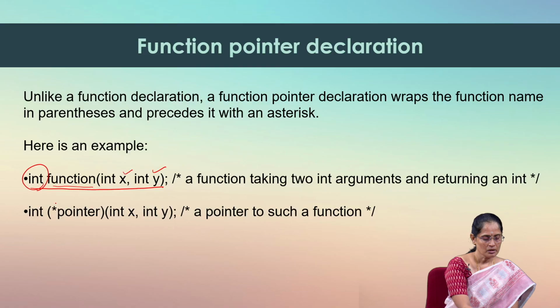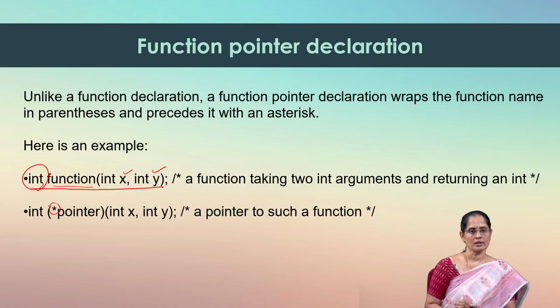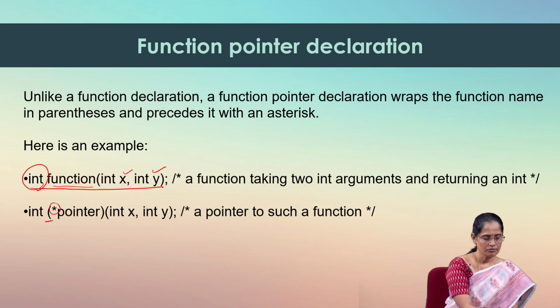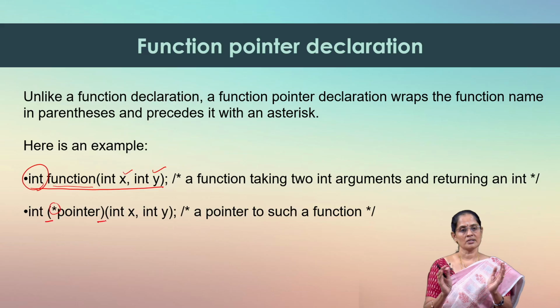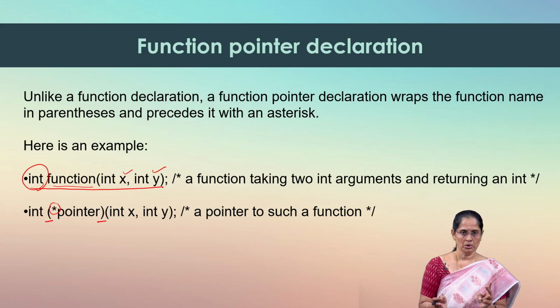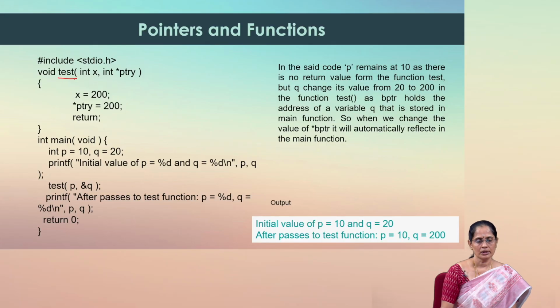Now, we are making it a function pointer. How do we do it? We are making two things to be done. One is the addition of the symbol asterisk with the user defined function name, and the second thing is making it wrapped inside the parentheses. These are the two changes that we are supposed to do if we want to declare the function as a pointer. So, let us take an example. We will declare one function as a user defined function.